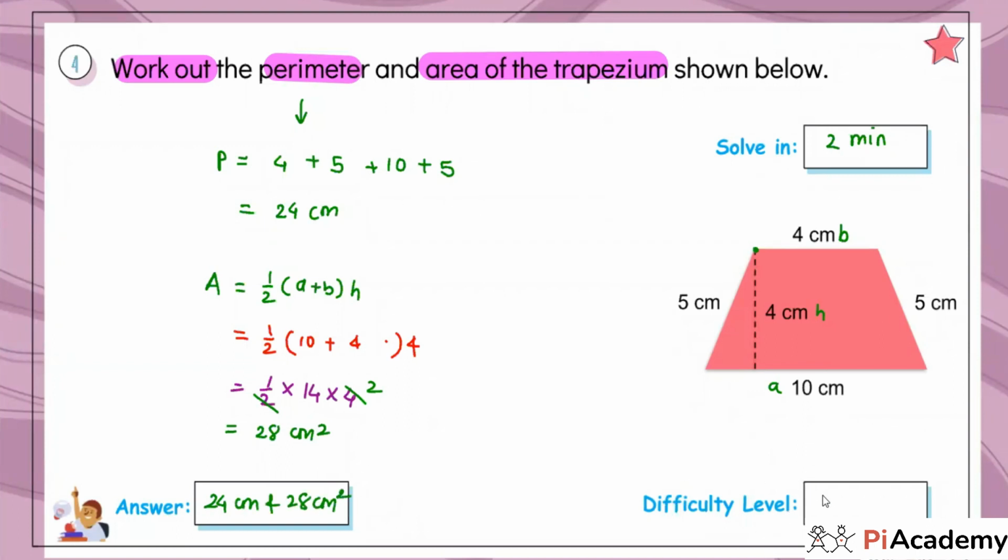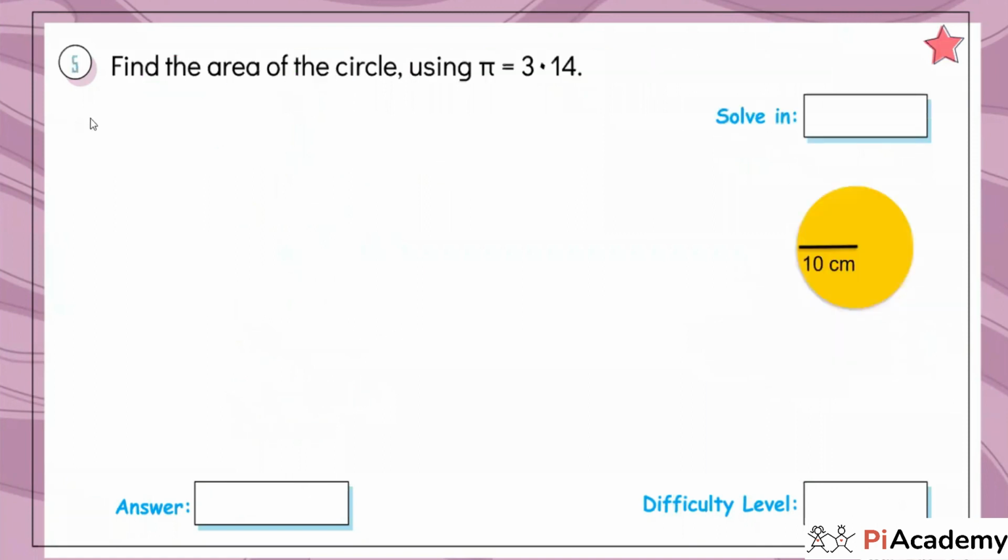Okay. And for the difficulty level, I must say this is in the medium category, because we all know the formulas for rectangles, squares and triangles. But for the trapezium, we have to remember this formula because this is something new for us. Let's move on to the next question. This is about a circle. So let me select one of you. Raghu Raman, can you please read this question?